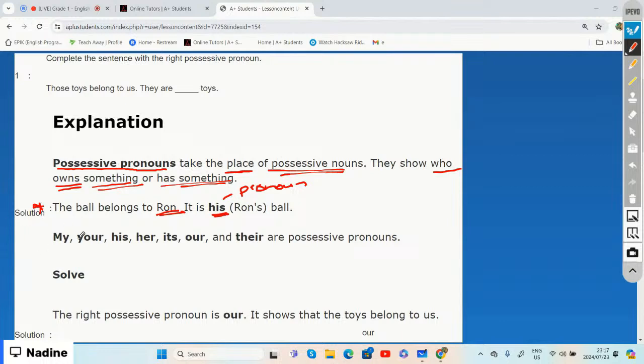And the possessive pronouns, once again, are my, your, his, her, its, our, their. And these are possessive pronouns. And possessive pronouns take the place of a possessive noun, and they show either who owns something or who has something.